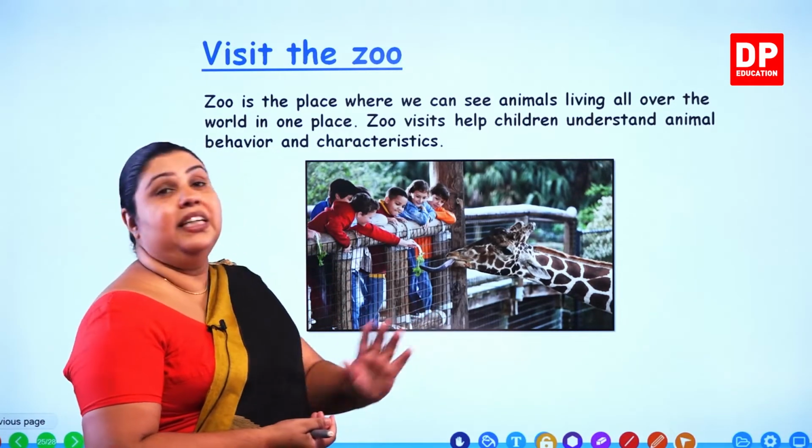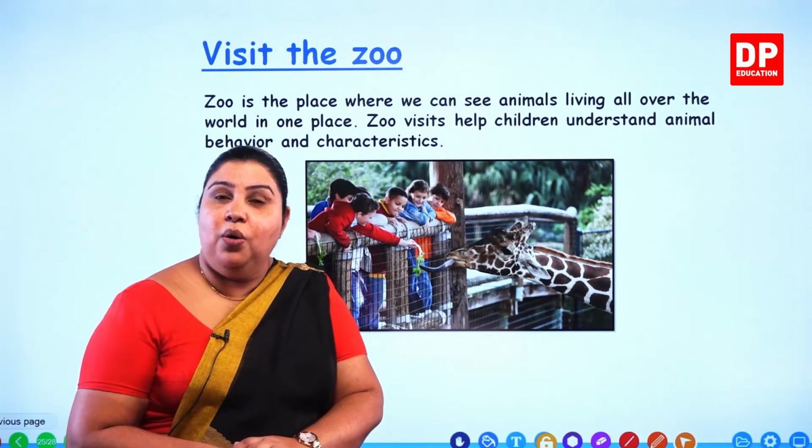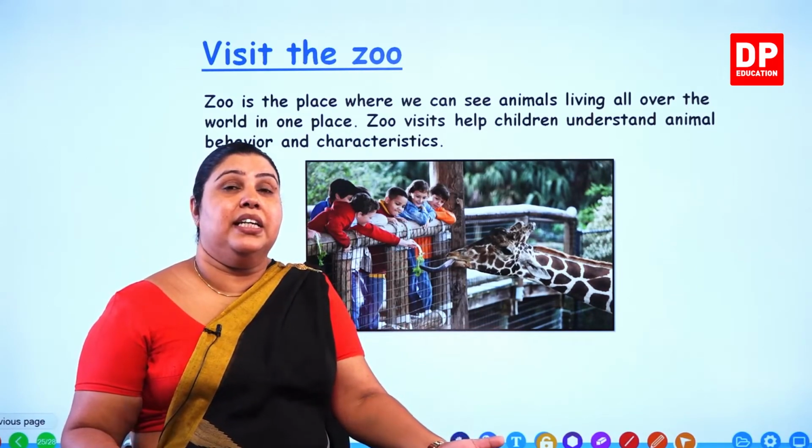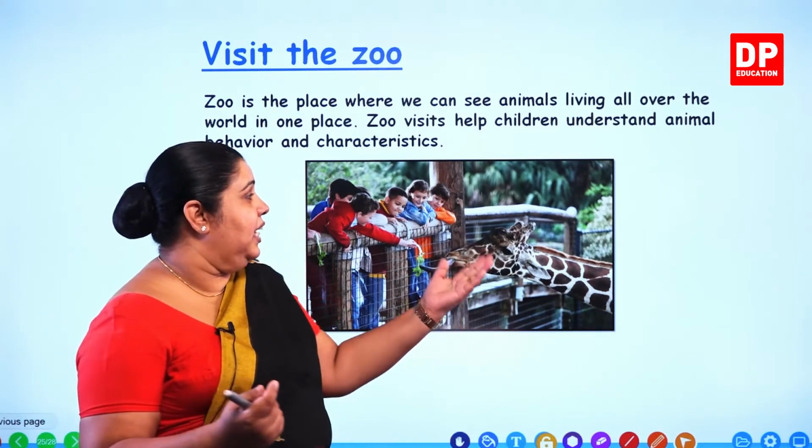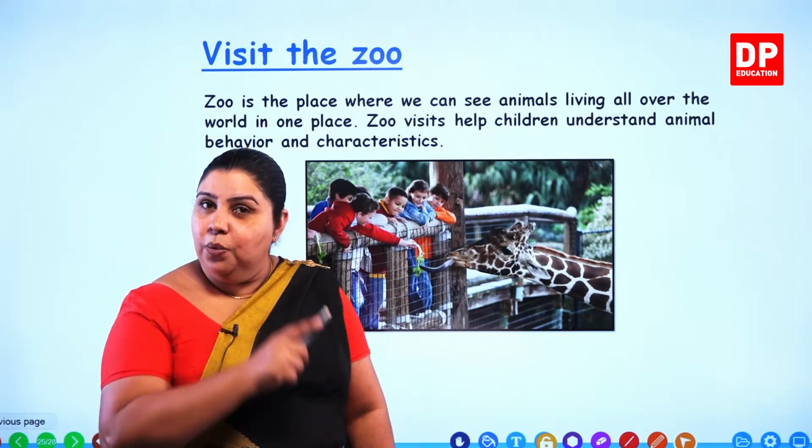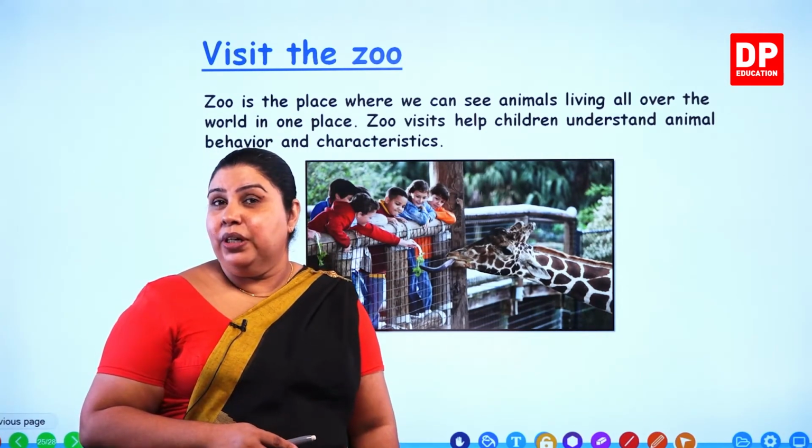So these are the things that we can do during our holidays because our lesson number 6 is happy holidays. So these are the things you can do. Now we have to complete our workbook activities.